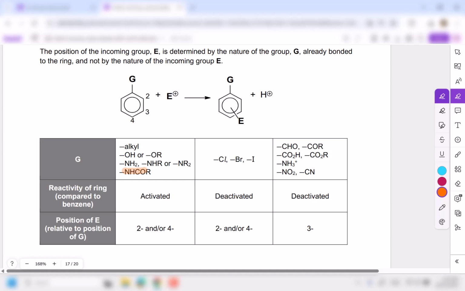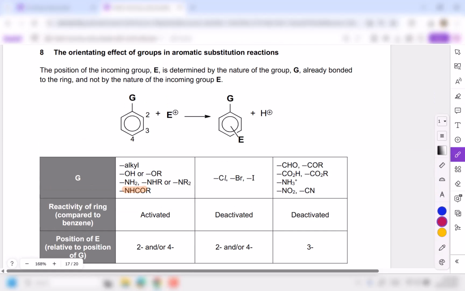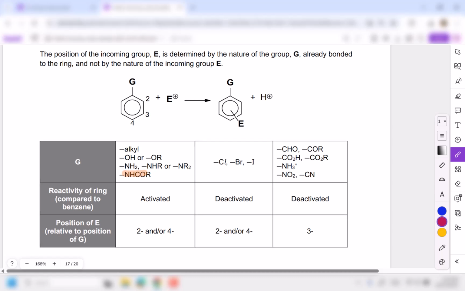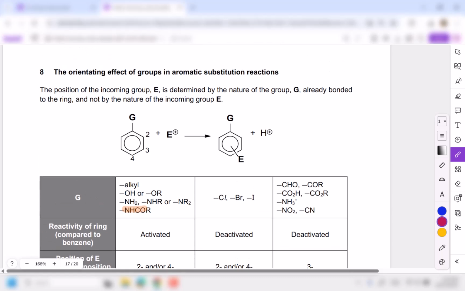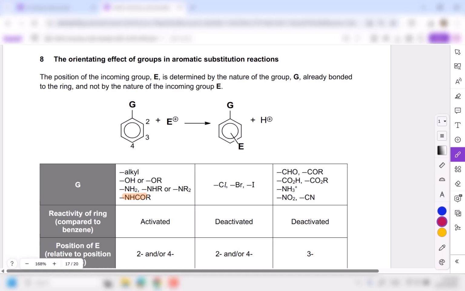This is the amides. When it's drawn or written this way, the phenyl ring is directly bonded to nitrogen. I think this is the only way that's being represented here. If you look at the fourth last page of your data booklets, section 8, there will be a section on the orientating effect of groups in electrophilic aromatic substitution.